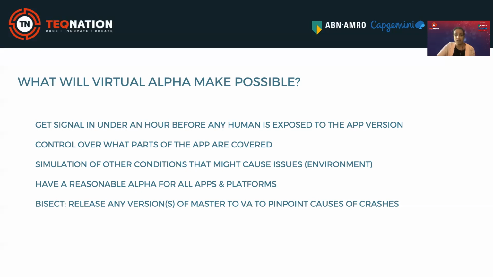Also, we can have a very good alpha for all our apps and platforms. Some apps don't have enough users on alpha for a specific platform, and this overcomes it because we can have whatever number of users we want for all platforms.